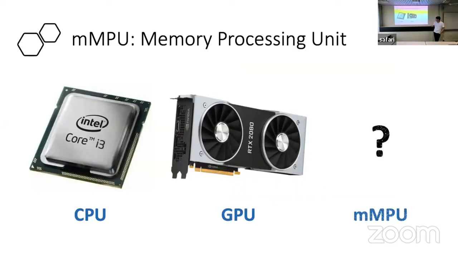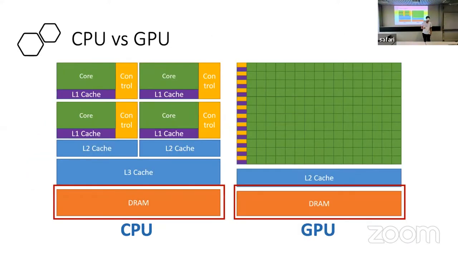Now, today, we're going to be talking about something that we call the MPU, or the memory processing unit. And to see where the MPU comes into place, we look again at the CPU and the GPU, and we notice that in both of these designs, we had a separate DRAM. We had everything above, which was compute. We did have several small caches, L1, L2, L3, but essentially we have this separation between an entire area that computes and an entire area that stores, the DRAM on the computer.